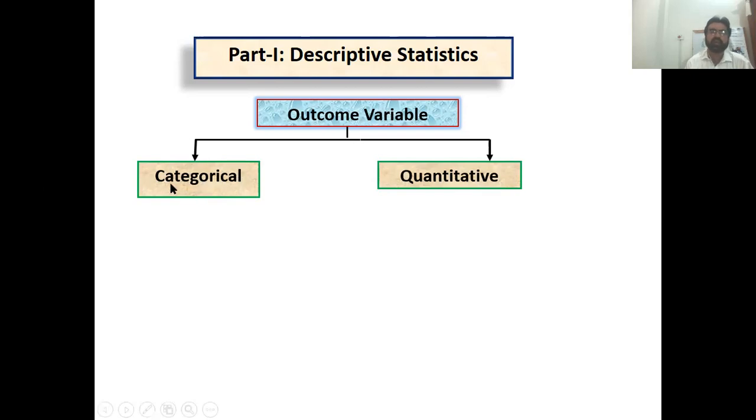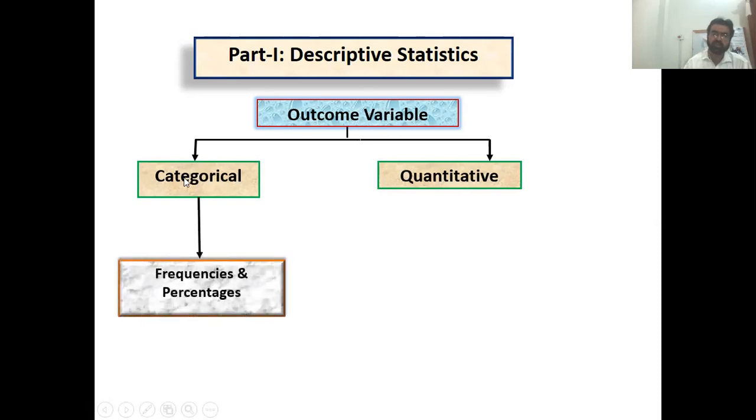For example, if I ask a participant, do you smoke? Yes or no. The answer is yes or no, and that is a categorical variable. But if I ask the participant, what is your age, and I write 30 years, 25 years, 40 years, whatever the age is, that is then a quantitative one. So the quantitative descriptive statistics are different from the categorical statistics. So let's discuss what the categorical statistics or analysis are.